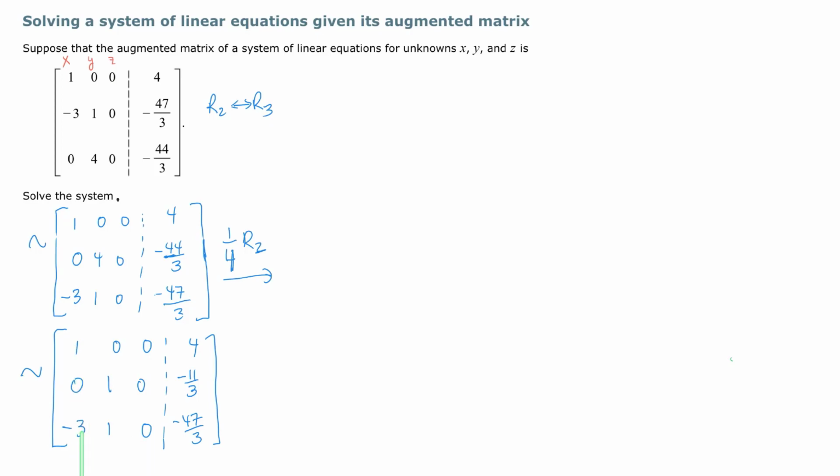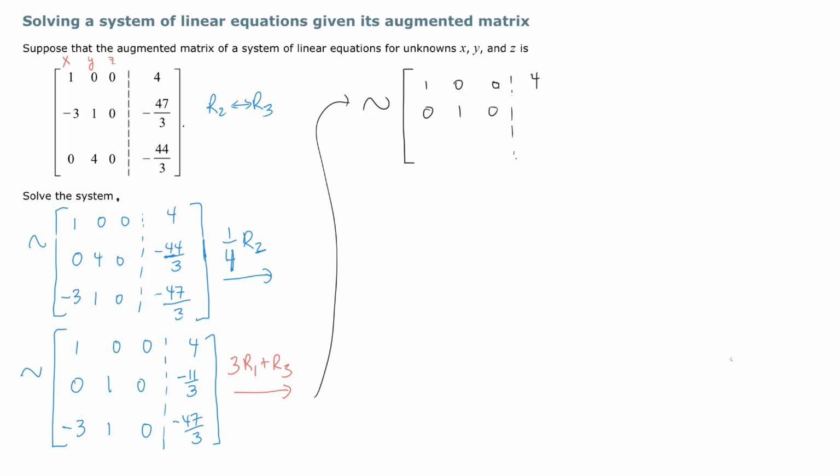I do want a 0 here. It'll be nice to get a 0 here as well. Let's see if it's possible. I'm going to do 3 times row 1 and add it to row 3. So now we're just going to store in row 3. Tilde is the row equivalent symbol. Row 1 doesn't change. And then we have row 2. Row 2 doesn't change. What we are going to attempt to change is row 3.